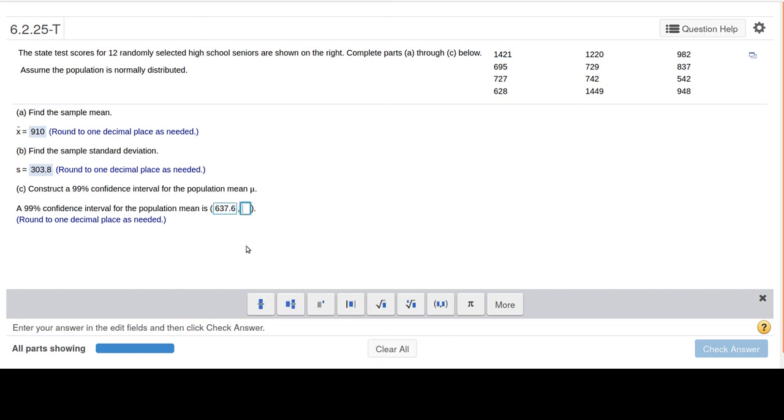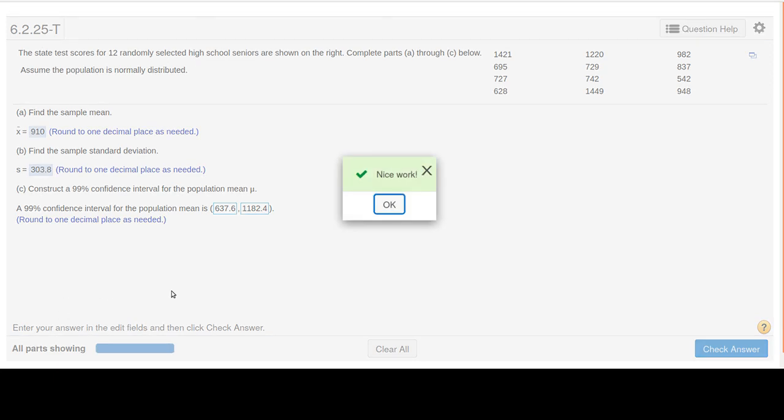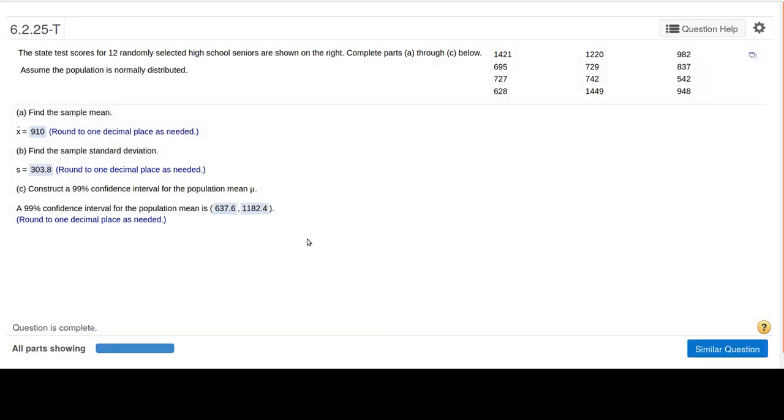And my upper one was 1182. Okay, I mistyped that in. It's 1182.4. And that resolves problem 6.2.25. The main thing is constructing this confidence interval and making sure you use the t-table for it, since we don't know the population standard deviation.